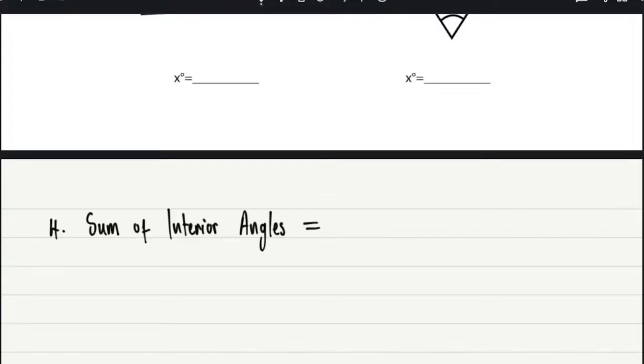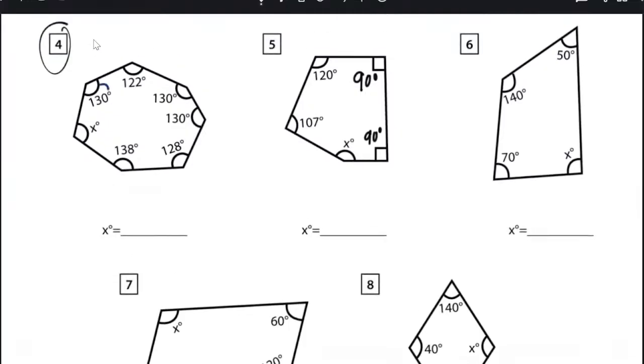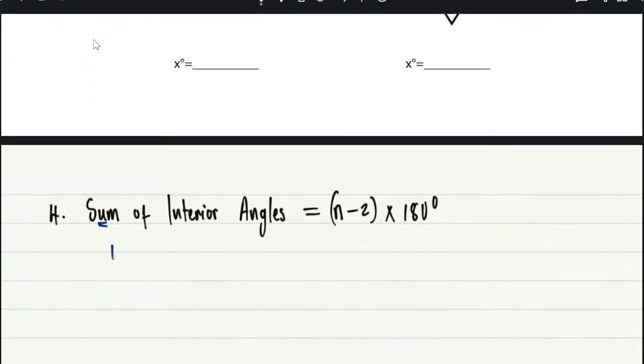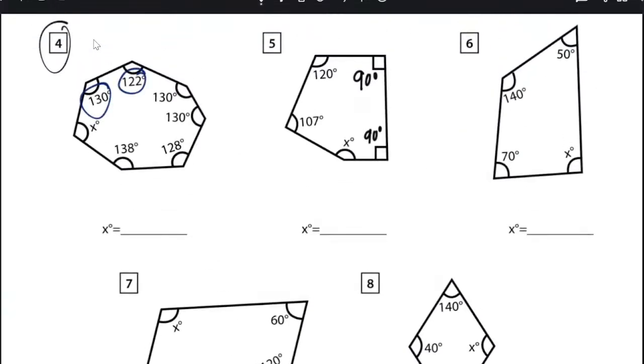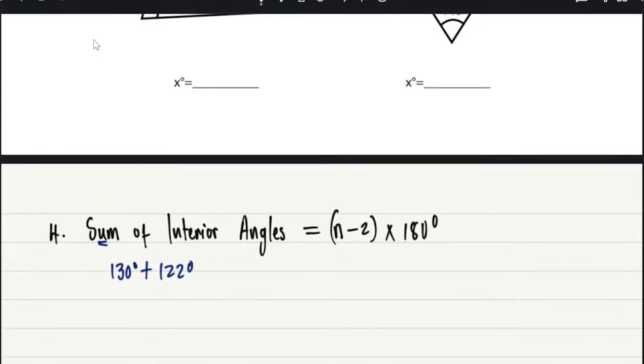Sum of interior angles, what is it equal to? n minus 2 times 180 degrees. Everybody, write this as the first thing. Sum of interior angles is n minus 2 times 180. And remember, sum means you add. So start adding. We say 130 degrees, plus the next one, 122 degrees. So everybody, I want to see this sentence as the first thing you write.